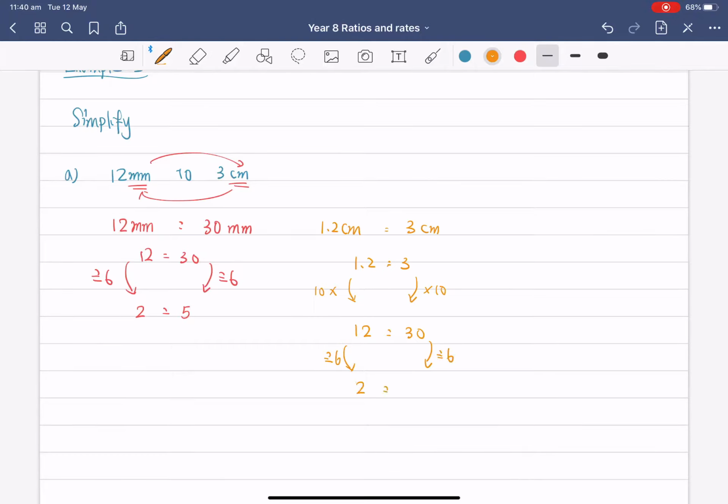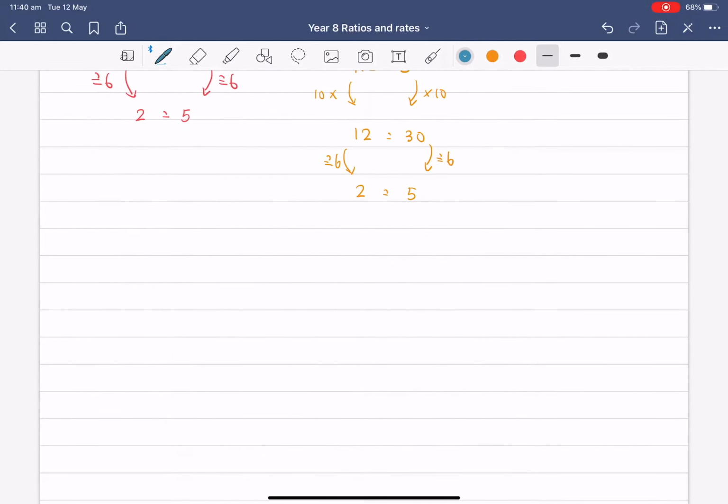So you simplify that into 2 to 5. I suggest you change into a larger number instead of a smaller number, because once you get decimal numbers, you still have to change the decimal numbers back into larger numbers without decimal points. All right, let's try another one. What about 20 minutes to 2 hours?